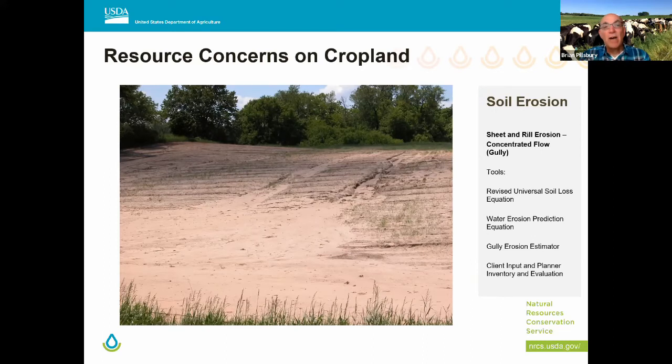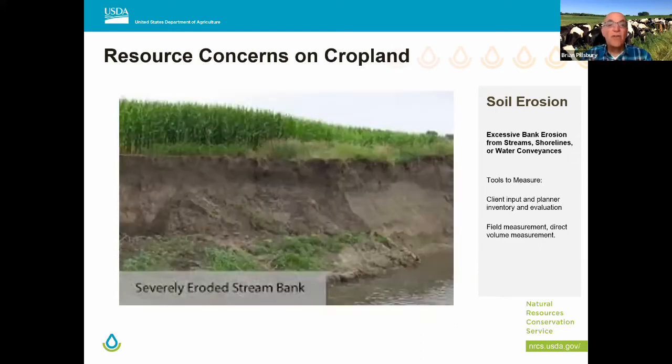Another resource concern on cropland would be severely eroded stream banks. We've been cropping quite close to the stream. The stream has been meandering through. Some of the vegetation's been taken off the bank, and all of a sudden you have the sloughing of the banks, and you have a movement of the stream bank. Tools we use to measure that, we have measurement tools of inches or feet of loss per year.